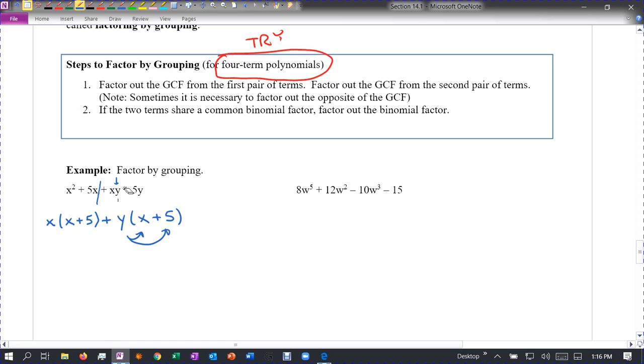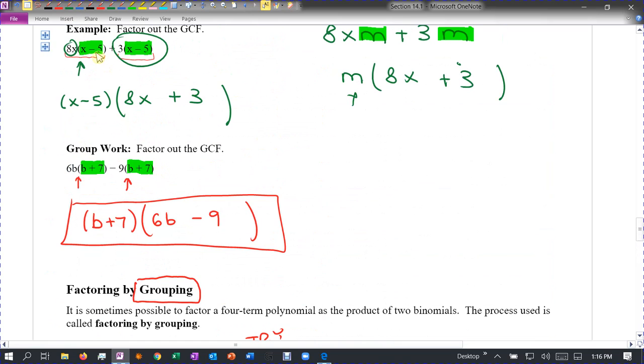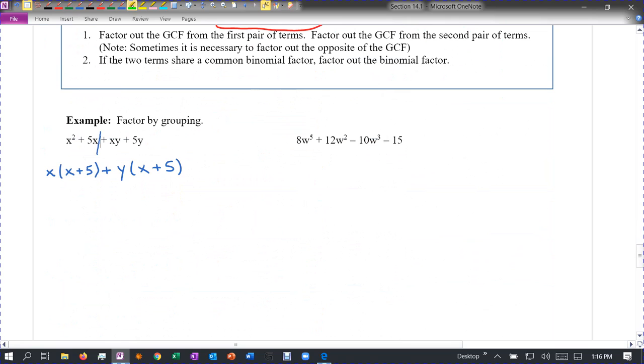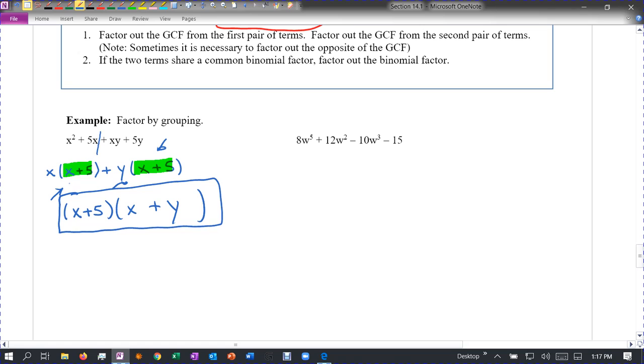Okay, so now what? Well, this problem should look a lot like these problems, where they both had something in common. So we have the x plus 5 is in common, so we can pull that out front. X plus 5. And then enough space for two things, because we had two things, one thing here, one thing here. This first one's missing an x, and the second one is missing the y, so plus y. And that is it. So if we were to multiply that out, we would get back the original problem.